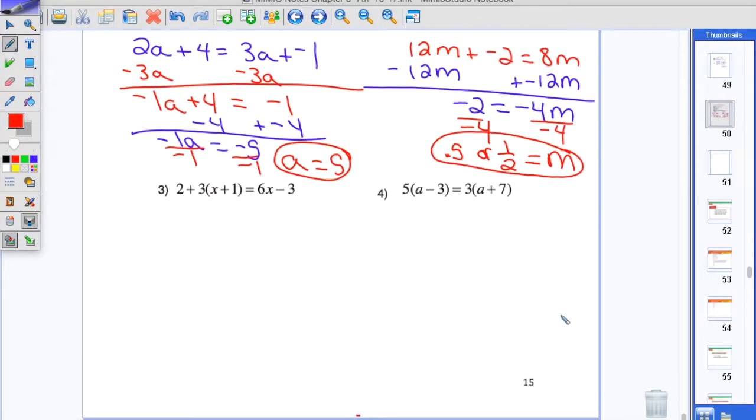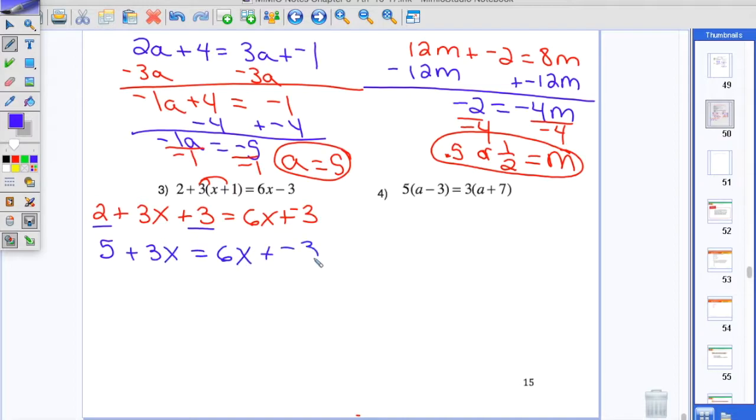Number 3, we have 2 plus 3 times the sum of x plus 1 is equal to 6x minus 3. So we're going to start by distributing. Bring down your 2 plus your 3 times x is 3x plus 3 times 1 is 3 is equal to 6x minus 3 or 6x plus a negative 3. On the left side, we can combine like terms. We can combine the 2 with the 3. So we're left with 5 plus 3x is equal to 6x plus a negative 3.